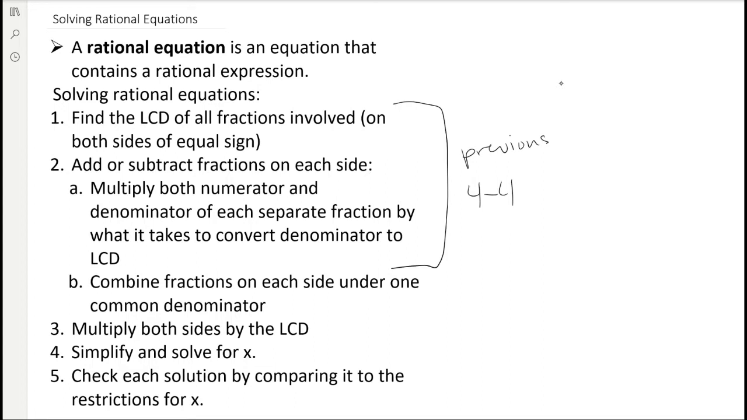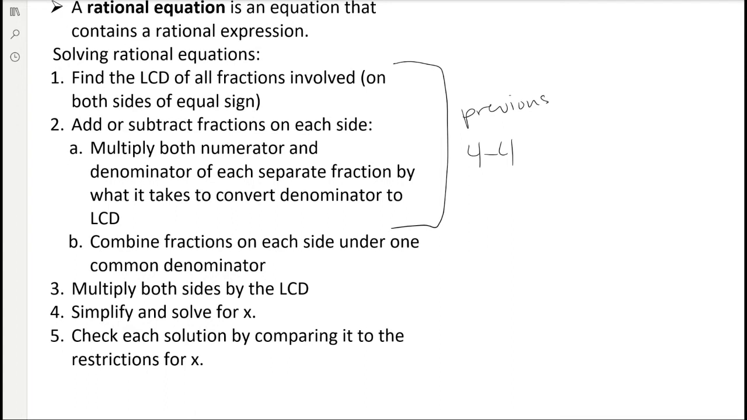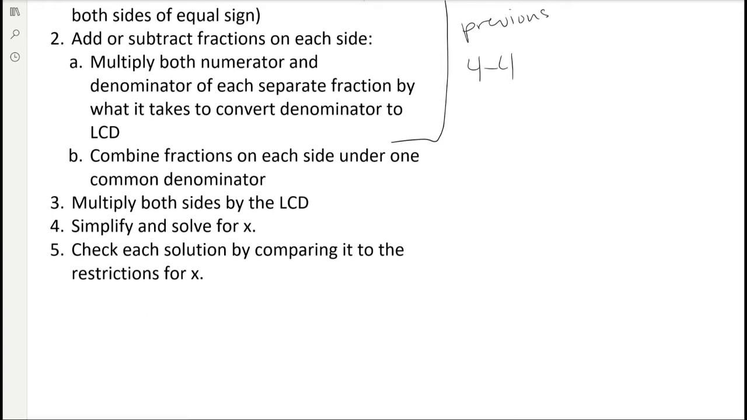So if you don't know how to add or subtract fractions or find the least common denominator or anything like that, make sure you go to that previous lesson. So in doing steps 1 and 2, once you're adding and subtracting fractions on each side and finding the least common denominator, you're going to multiply both sides by the least common denominator and simplify and solve for x. And that takes care of solving. Step 5 involves finding restrictions for x in order to check that each solution you got from step 4 is correct and that they're not extraneous solutions.